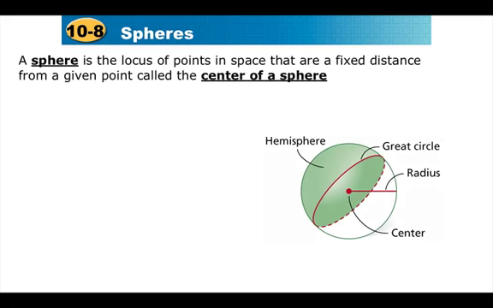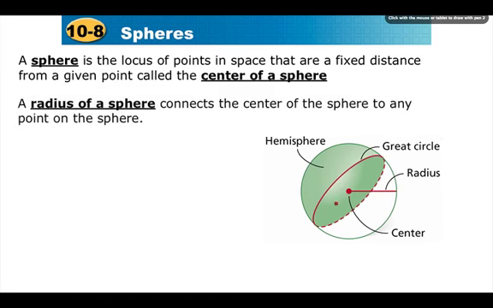Some of the vocabulary. This is the definition of a sphere. A sphere is the locus of points in space that are a fixed distance from a given point called the center of the sphere, and as you can see, this will be the center of the sphere. A radius of a sphere connects the center of the sphere to any point on the sphere.